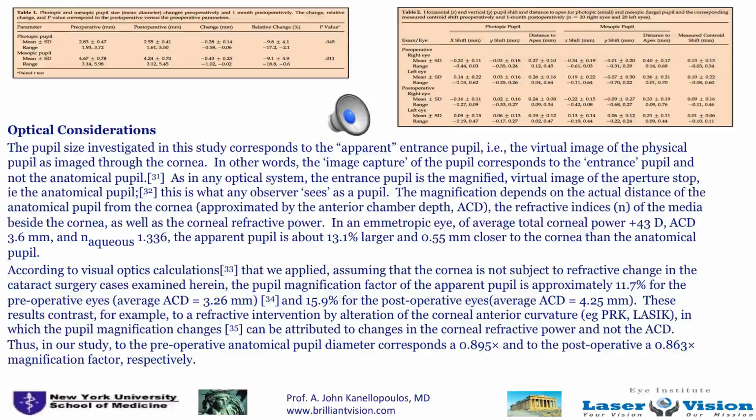These results contrast, for example, to a refractive intervention by alteration of the anterior cornea power, as it happens in PRK or LASIK, in which the pupil magnification changes can be attributed to changes in the cornea refractive power, not the anterior chamber depth. Thus, in our study, to the preoperative anatomical pupil diameter corresponds a 0.895 fudge factor, and to the postoperative a 0.863 fudge factor of magnification, respectively, which do not seem to have a significant difference. Thus, these data are considered quite objective.